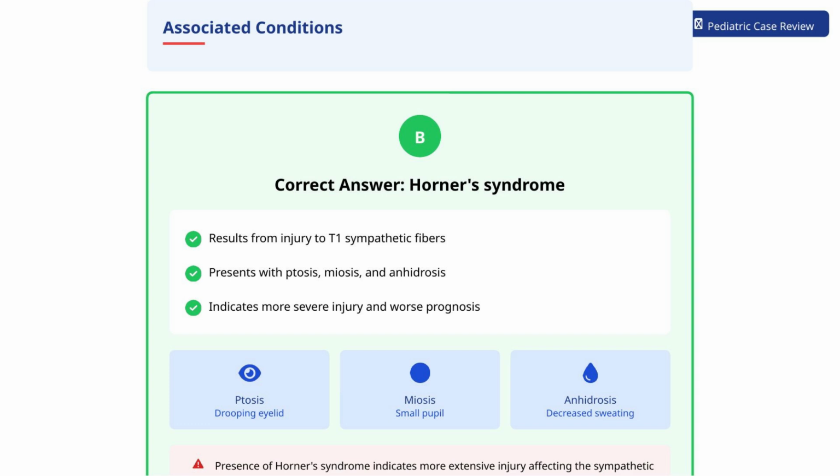Horner syndrome. This condition results from injury to the T1 sympathetic fibers and presents with the classic triad of ptosis, drooping eyelid, miosis, small pupil, and anhidrosis, decreased sweating, on the affected side. The presence of Horner syndrome in Klumpke's palsy indicates a more extensive injury affecting the sympathetic chain and generally suggests a worse prognosis for recovery.